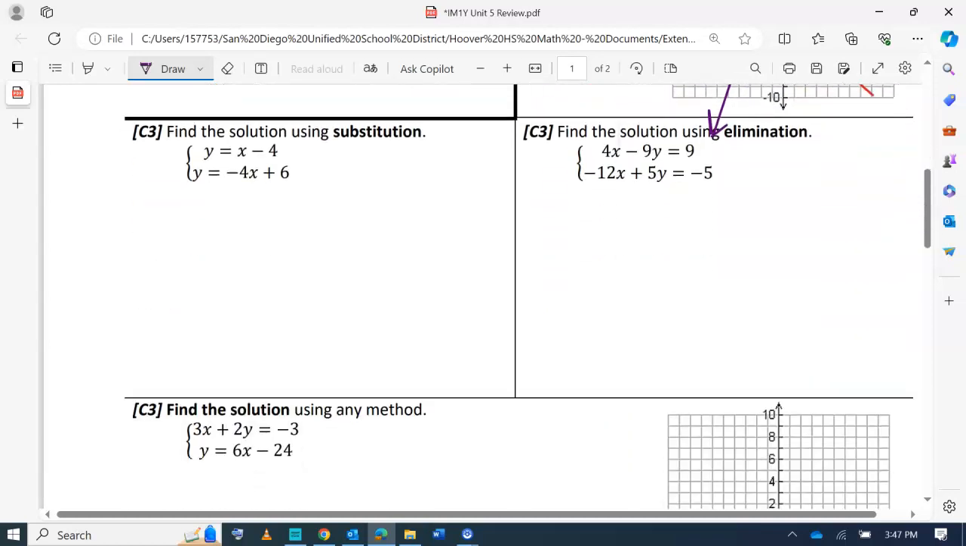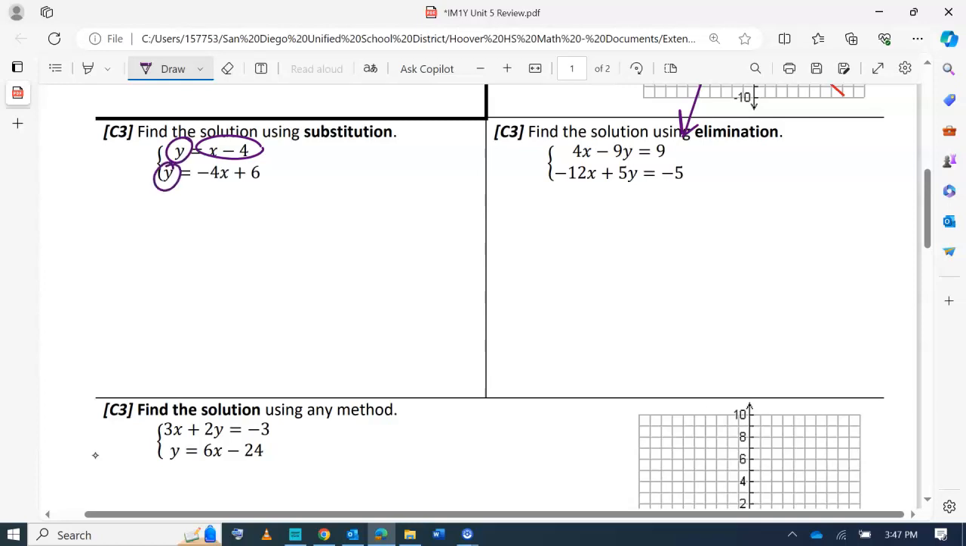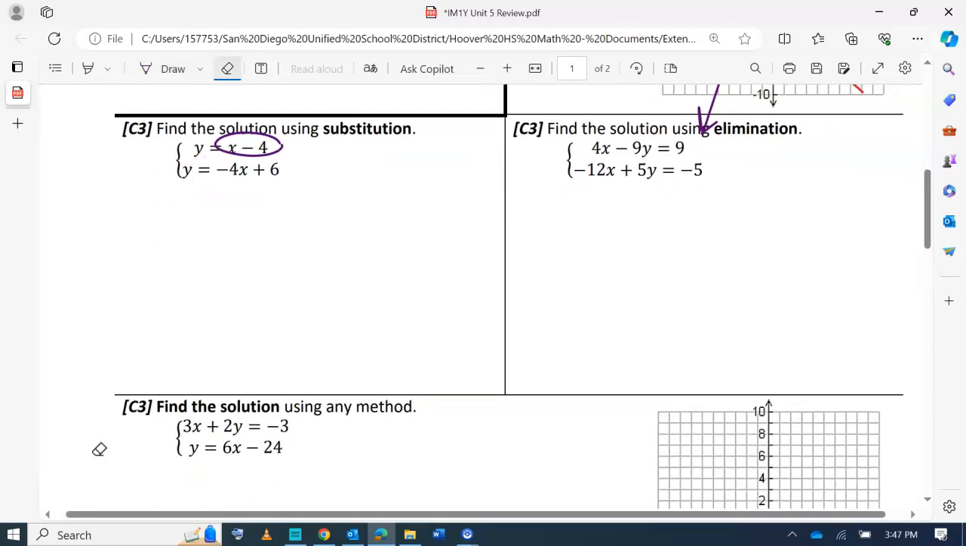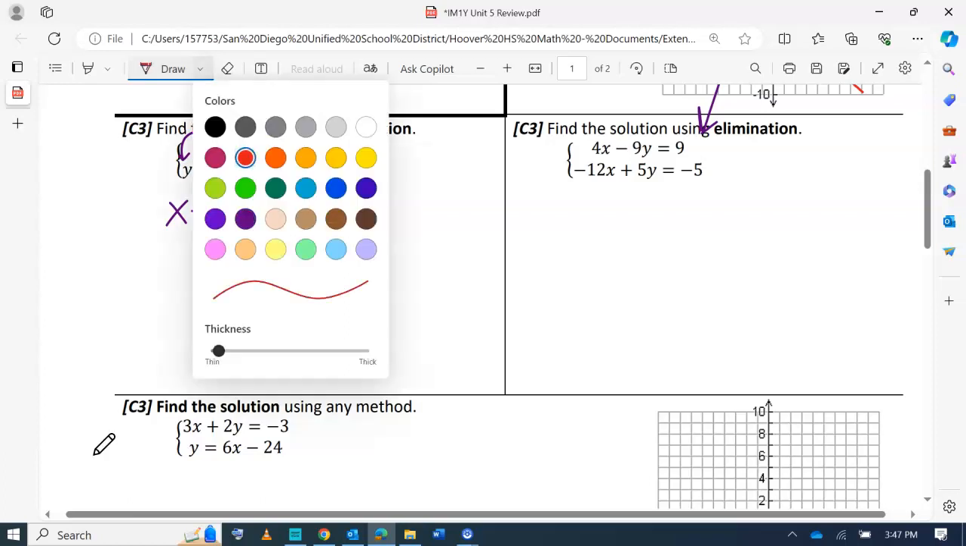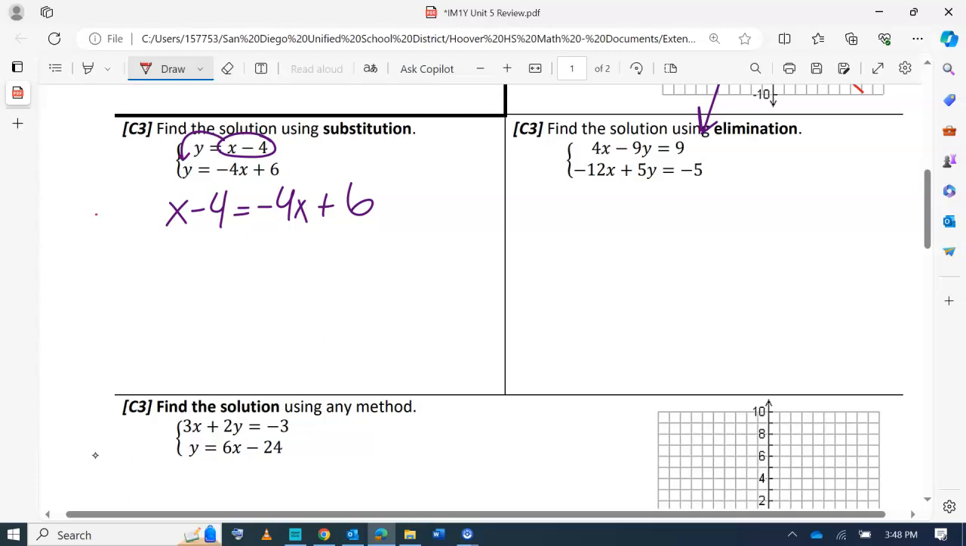Find the solution using substitution. So what we need to do is, since both these are y equals, what I'm going to do is take this and put it in for that y. So x minus 4 equals negative 4x plus 6. We're going to get our x's by itself. So we got to move the x's over to one side and the numbers to the other. I'm going to move the numbers to the right. So plus 4. Cancel, cancel. We get x is equal to negative 4x plus 10.